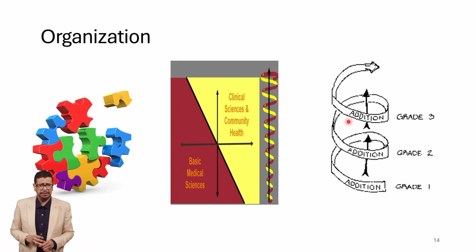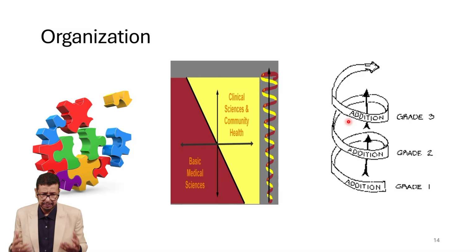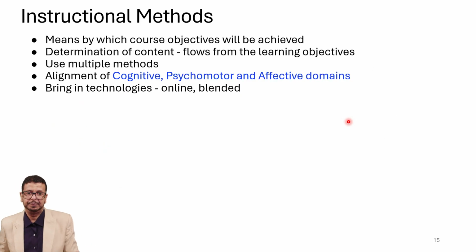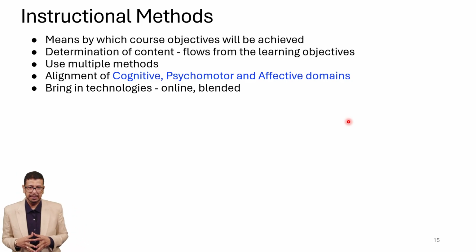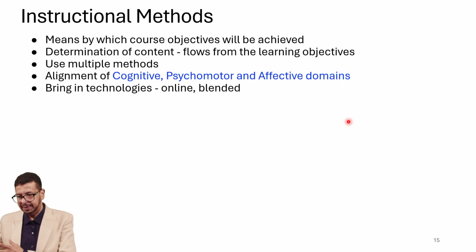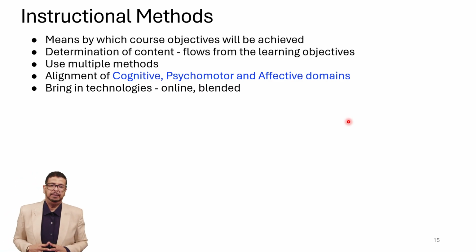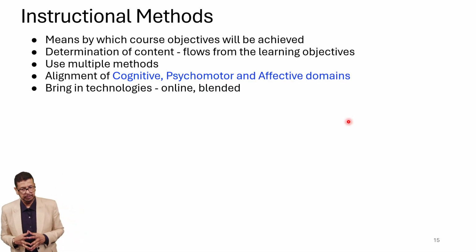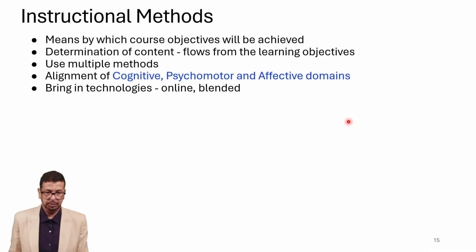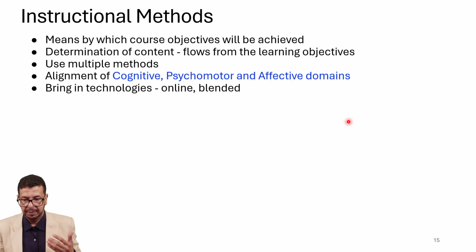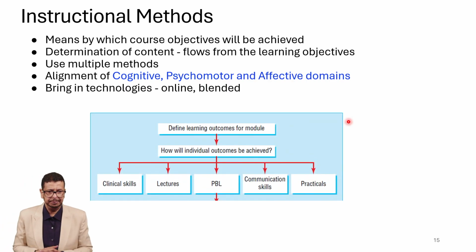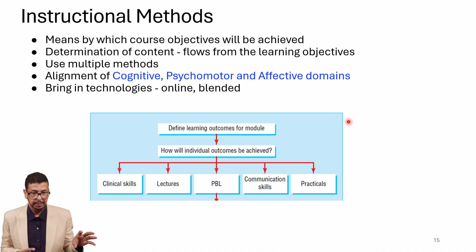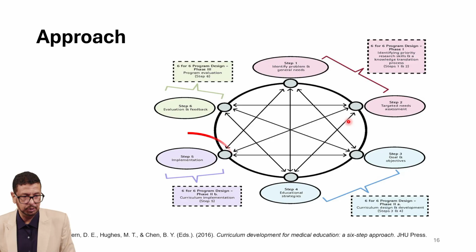And then we need to do the content organization, deciding which level of integration will be considered in the curriculum. Again, this will be in the next video. Which instructional method should we use to deliver the outcomes? The ground rule here is that we need to use multiple methods, to be aligned with the cognitive, psychomotor, and affective domains, and we need to consider the positive use of technology. Deciding the methods depends on the outcomes. The outcomes should guide us to decide which methods need to be involved.